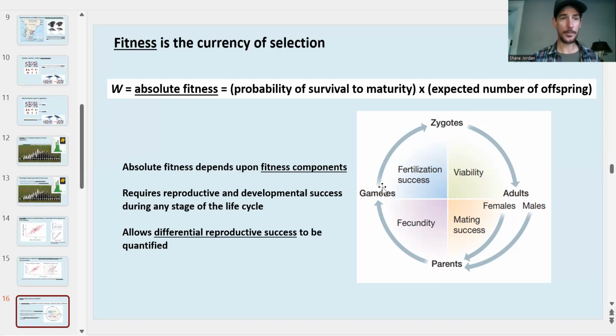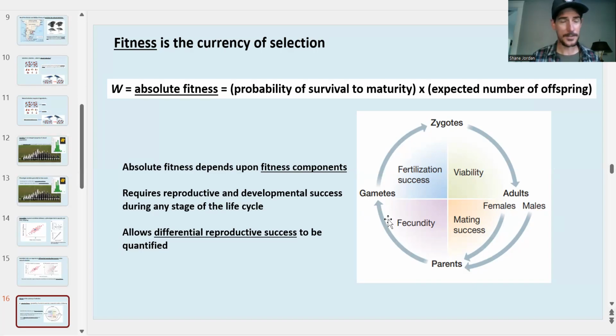And if gametes are able to be successfully involved in fertilization, that contributes to fitness and leads to the formation of zygotes. And if those zygotes are viable, that contributes to fitness. And if those zygotes develop into adults, that contributes to fitness. And if the separate females and males of the population have successful matings, that contributes to fitness. And if they are able to become parents because their offspring are healthy and viable, and they themselves become reproductively mature, that gives them something called fecundity, which allows them to start producing gametes again, and the whole cycle repeats itself over and over.